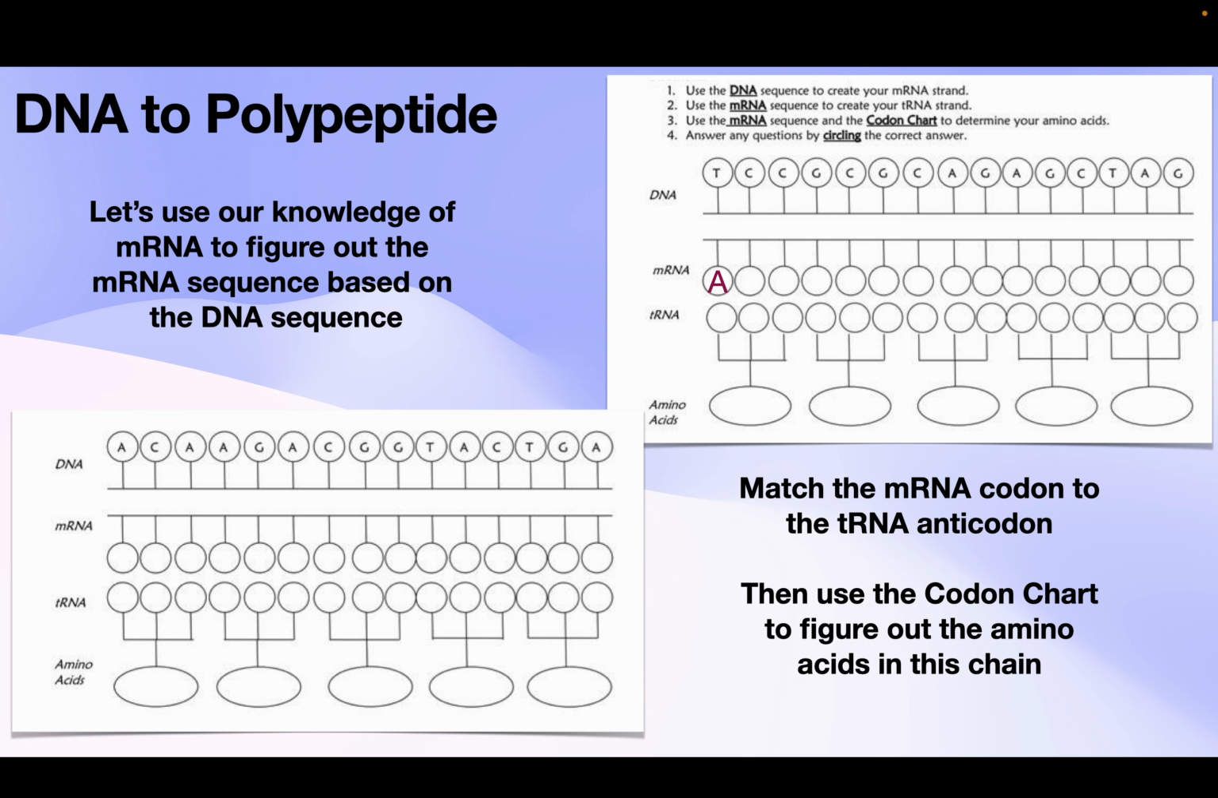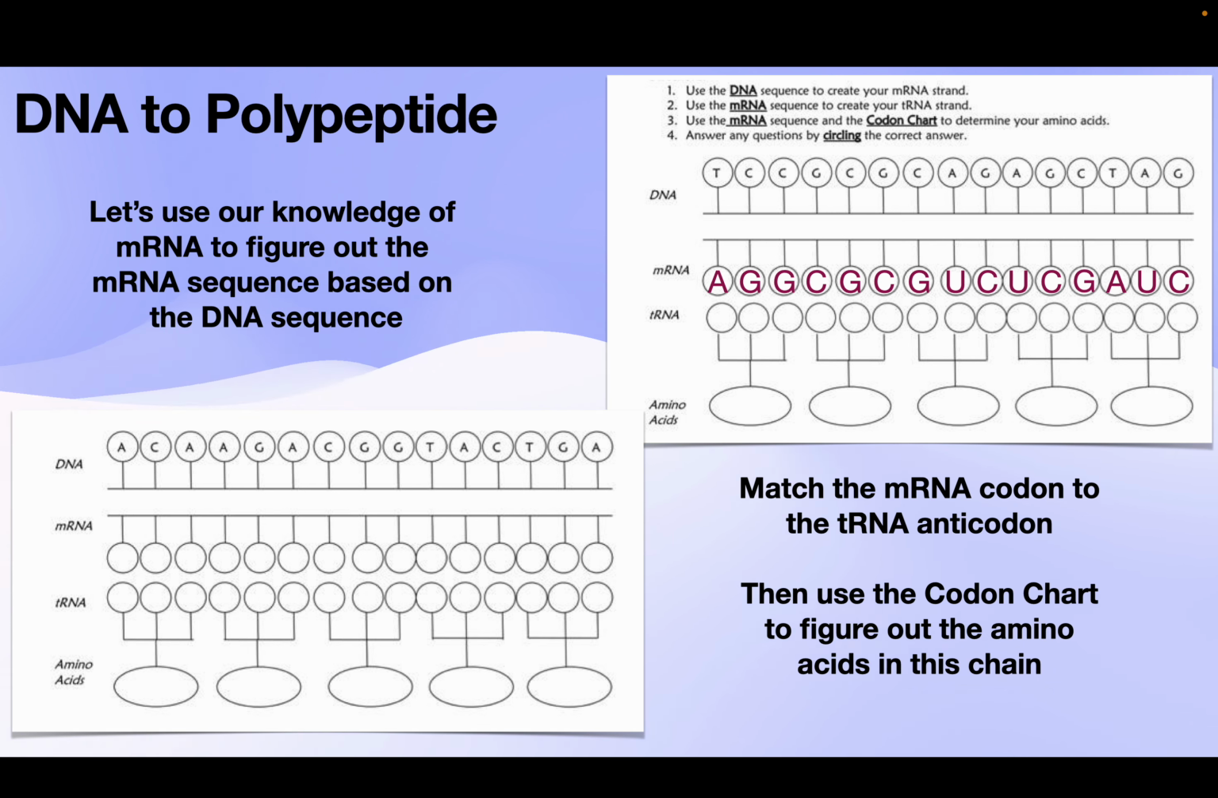If I have a base T in my DNA, my mRNA is going to be an A. If I have a C, it'll be a G. A C, it's a G, G, C, C, G, G, C, C, G. A goes with U because it's RNA, not DNA. G goes with C. A goes with U again. G goes with C. C goes with G. T goes with A. A goes with U, and G goes with C. So those are my codons.